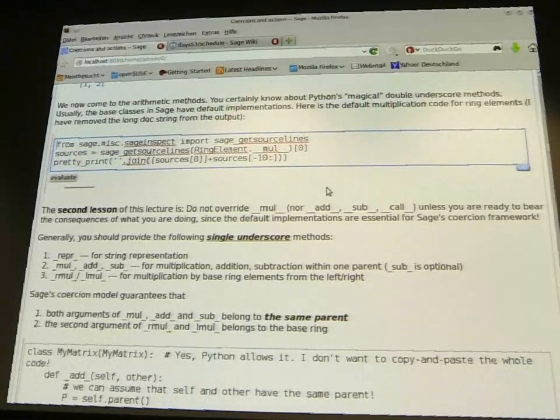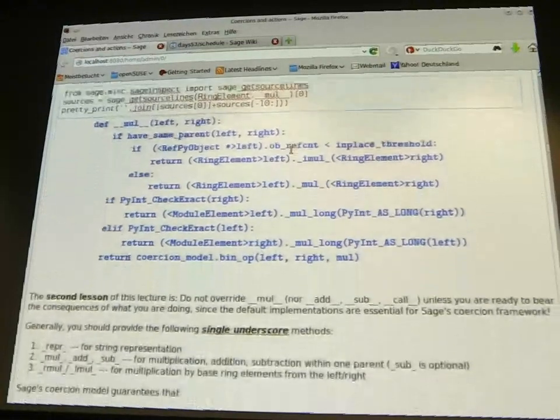And now we come to the arithmetic methods. So far I simply said a matrix is something that we can print, but we cannot do any arithmetic with it. Again, there are certain magical Python methods. Double underscore mul, for example, is for the multiplication. So let's see how it looks. Here's the source code. I simply skipped the documentation of it to make it better legible. So multiplication takes two arguments, left and right, and the default implementation does the following.